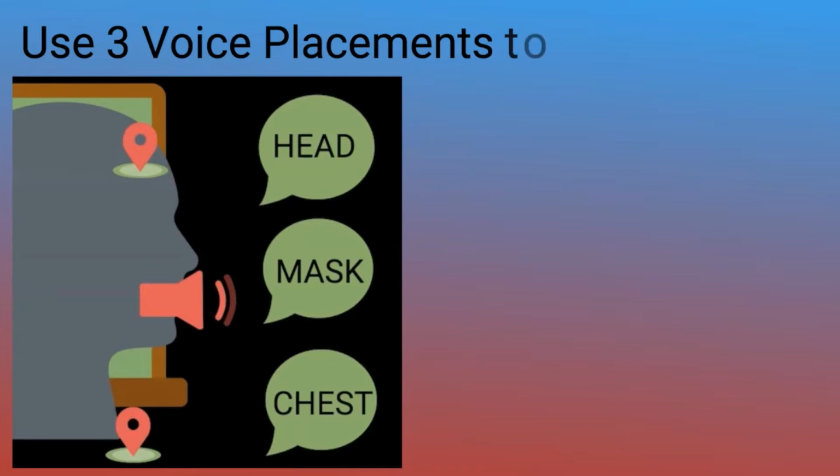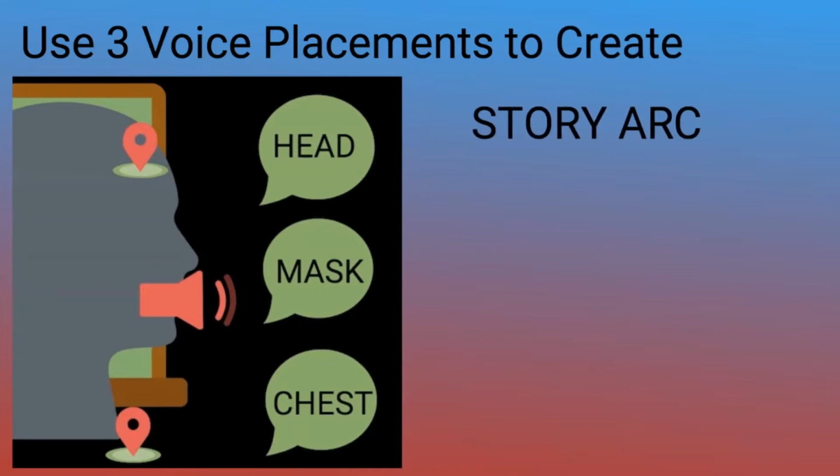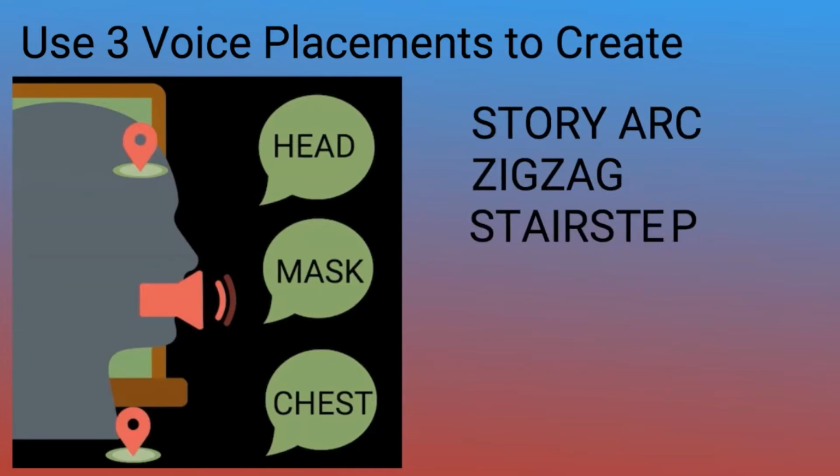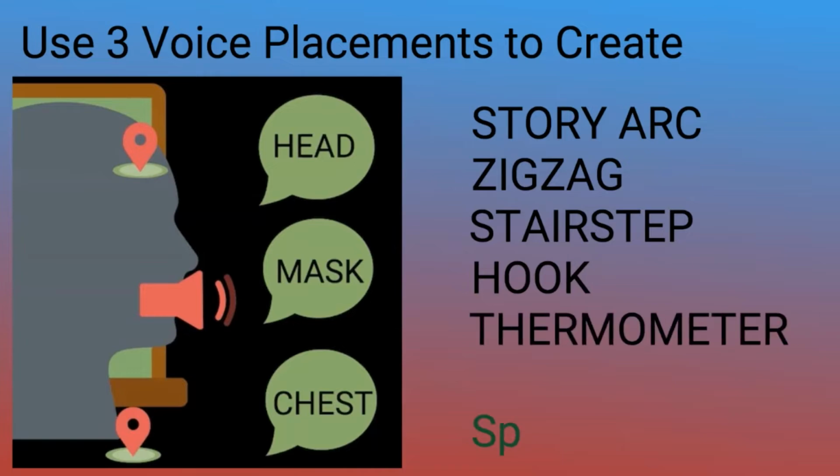Use the head, mask, and chest voice to create a story arc, zigzag, stair-step, hook, and thermometer speech pattern. Let's practice shifting the high, medium, and low voice placement locations. 1. Story arc. Follow along with me as I say the following instructions to create an auditory story arc from high to low and then from low to high.